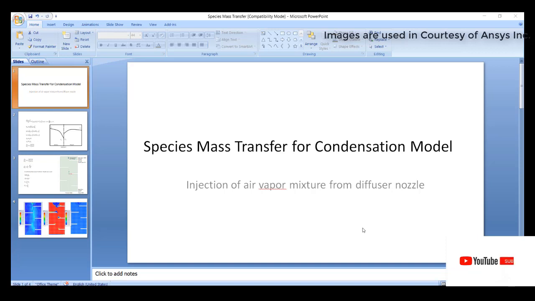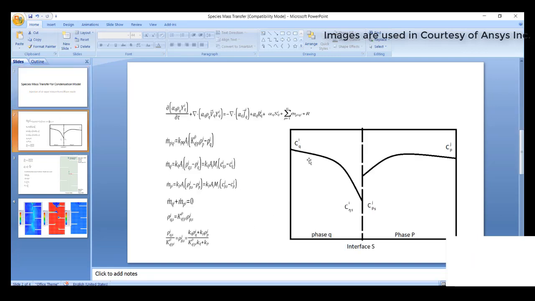Hi friends, in this video we'll discuss the condensation of water vapor into water using a species mass transfer model. For this tutorial I'm just using an injection of air-vapor mixture from a diffusion nozzle at a certain pressure. Before getting into the species mass transfer model, I just want to give an insight into the mathematics, or the equations, that would be solved behind the screen.